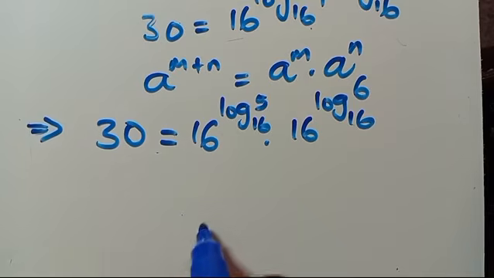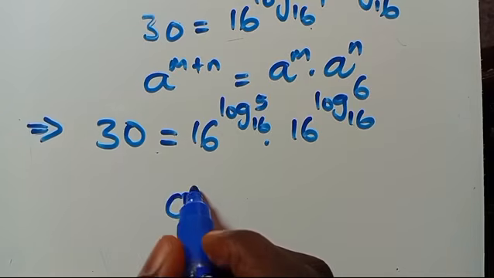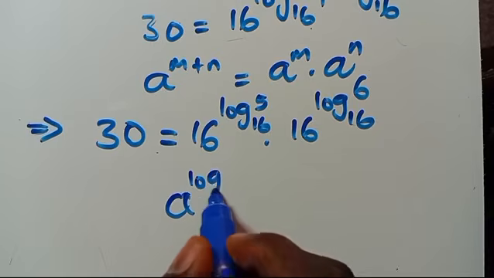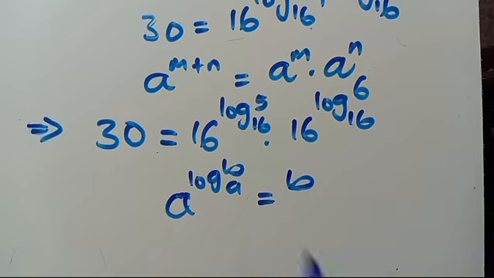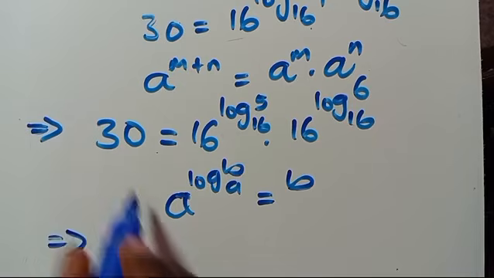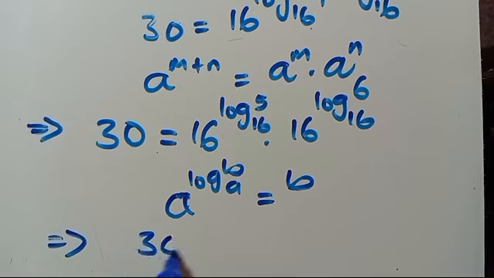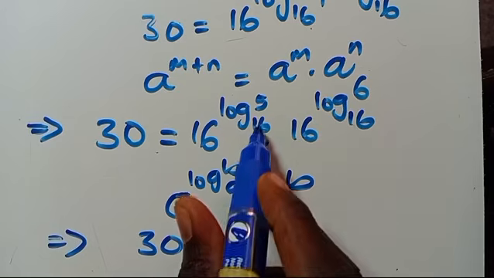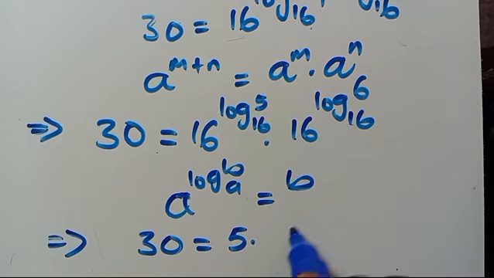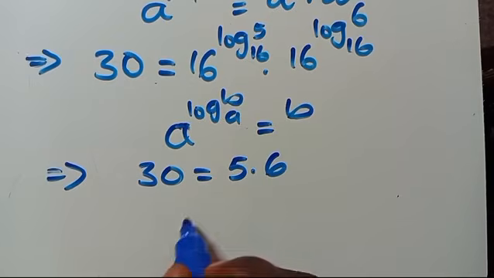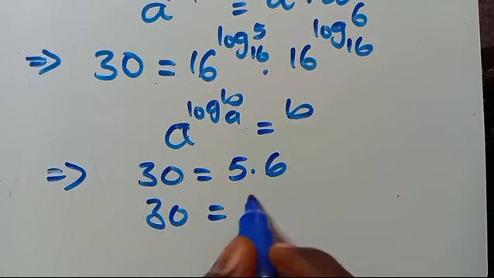Then from the law of logarithm, when you have a to the power of log b in base a, this always equals b. So when this base and this are the same, the output will be b. So likewise also happens to this. We have 30, 16, 16 here will be 5 times, 16, 16 here will be 6. Here will be 30 equals 30.